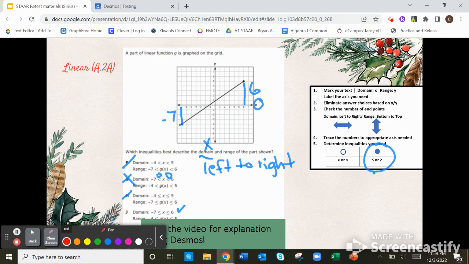But let me go ahead and discuss range. Range represents your Y values, so again, I'm looking at Y here. Range, you read from bottom to top, so you find your point furthest at the bottom and trace that over to the y-axis. In this case, it's -4. The point furthest to the top, it's this one. You trace it over to your y, and you see that it's 5.